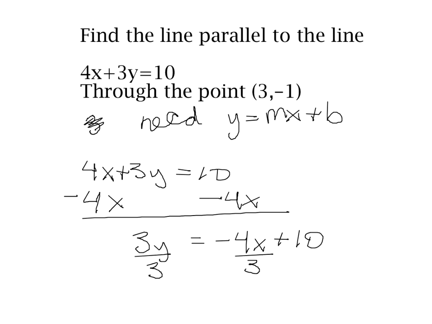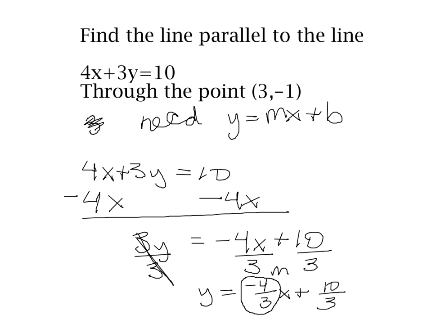Okay, combining like terms. Now I divide by 3. Essentially, I just divide each term on the right side by 3. So I end up with y equals minus 4/3 x plus 10/3. Okay, now I'm not all that interested in the 10/3. I'm really interested in this because that's my slope. So the line that I'm going to find is going to have slope minus 4/3, and it's going to go through this point.